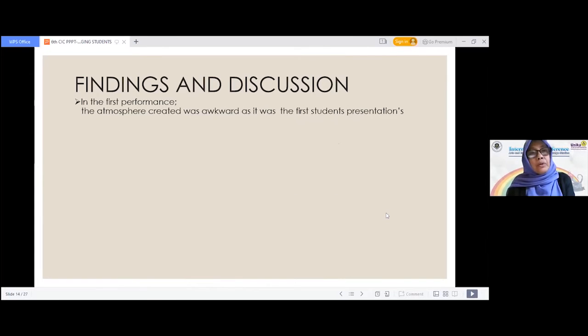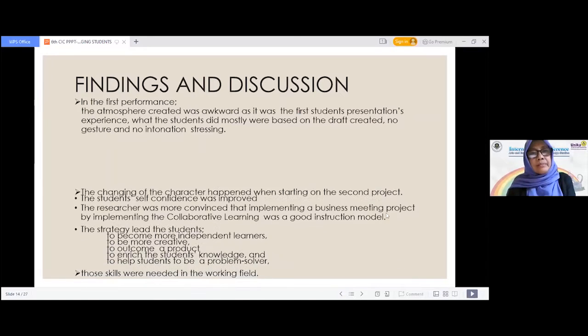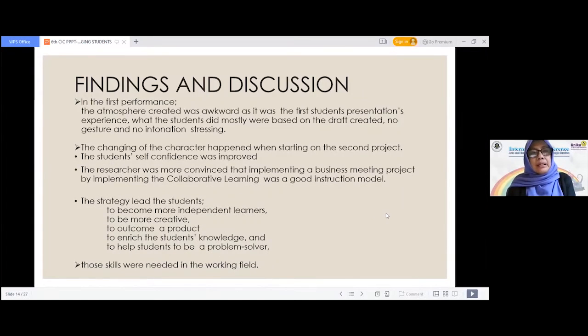In the first performance, the atmosphere created was awkward as it was the first student presentation experience. What the students did was mostly based on the draft created, with no gesture and no intonation stressing. But a change happened when starting the second project: the students' self-confidence had improved.